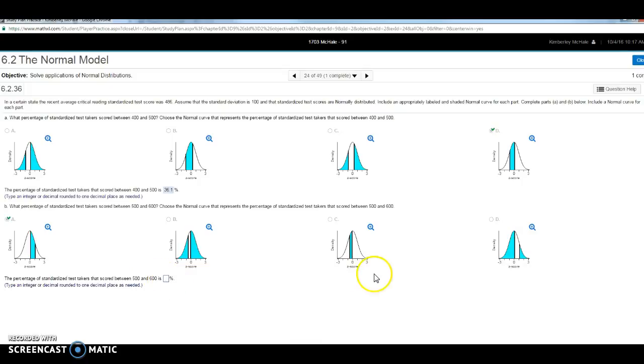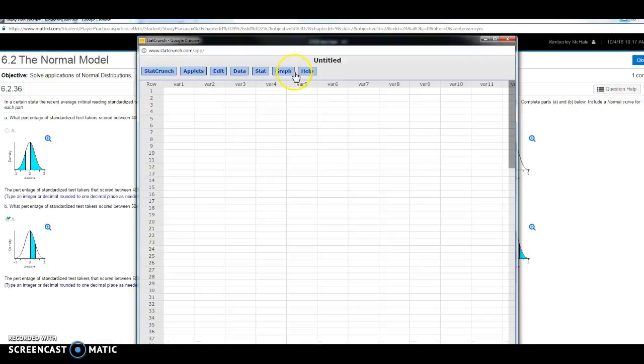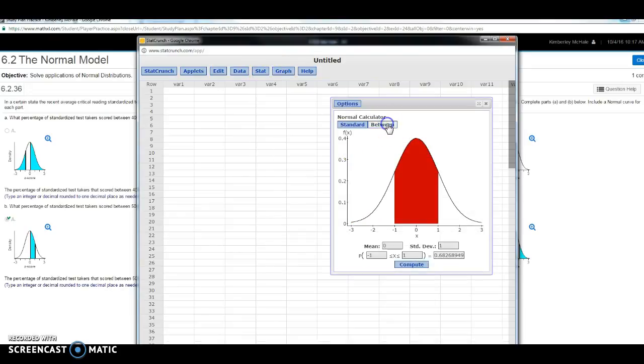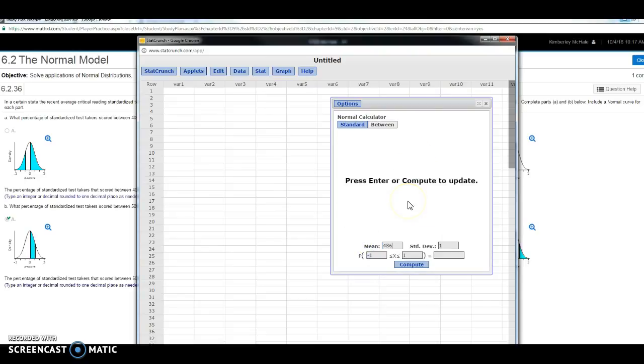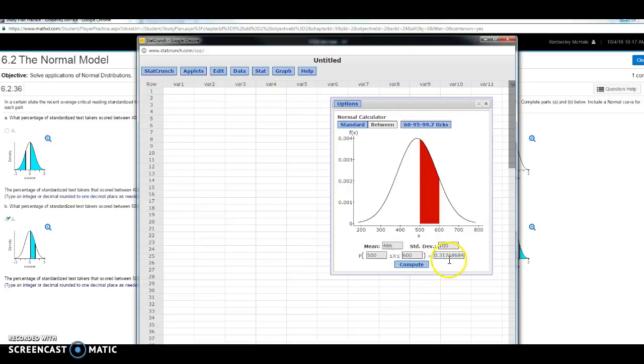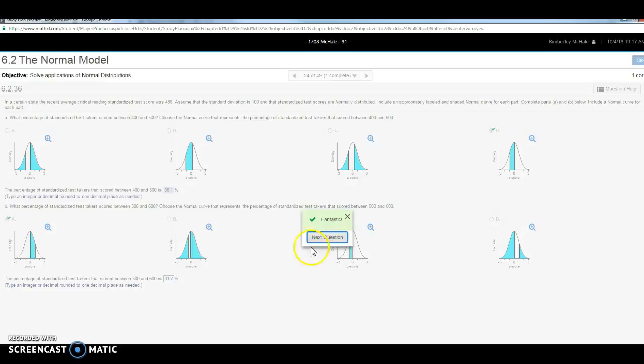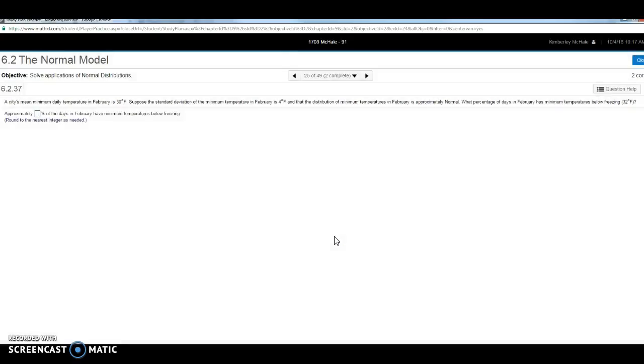For the percentage between 500 and 600, again, I'm going to use that between normal calculator. Stat, Calculator, Normal. I'm going to select between. My mean was 486. My standard deviation was 100, and this time I want between 500 and 600. And I get about 31.7%. So fewer people scored that high. And that's it.